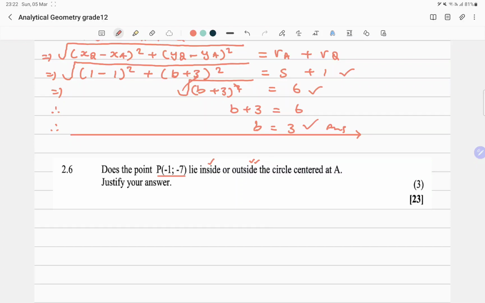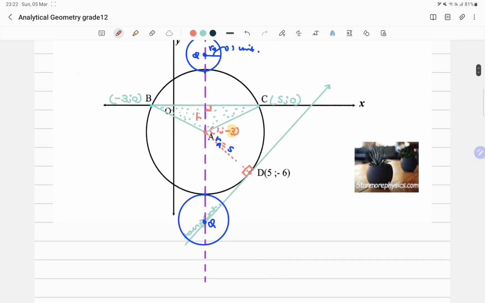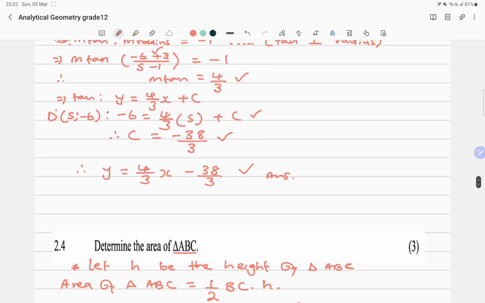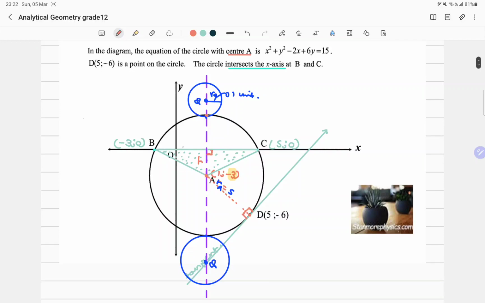Let's find out. All we know is that point P lies on the circle. Because we're given that this is 1, let's say point P lies here. They said -1, so let's check. -1 would be on the other side. If this is 1, then -1 is here, but they said -1, -7.